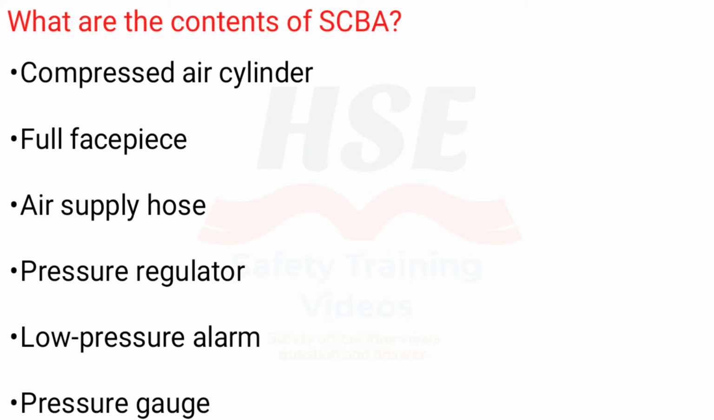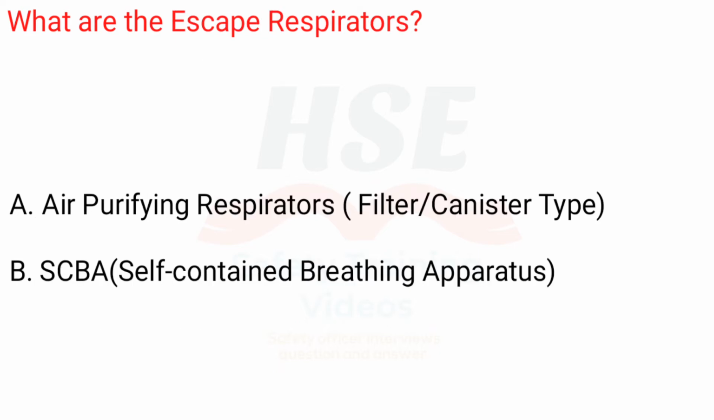What are the contents of SCBA? Compressed air cylinder. Full facepiece. Air supply hose. Pressure regulator. Low pressure alarm. Pressure gauge. What are the escape respirators? A. Air purifying respirators, filter, canister type. B. SCBA, self-contained breathing apparatus.